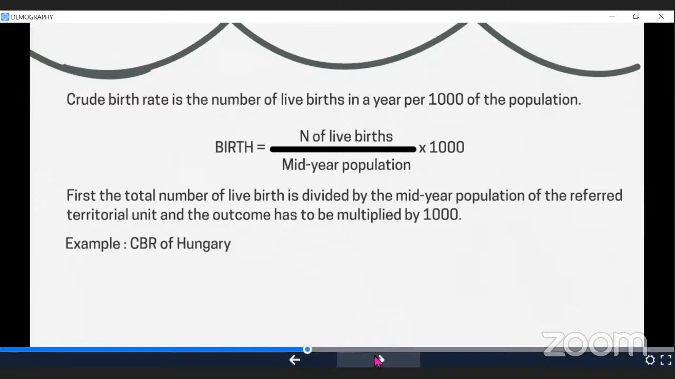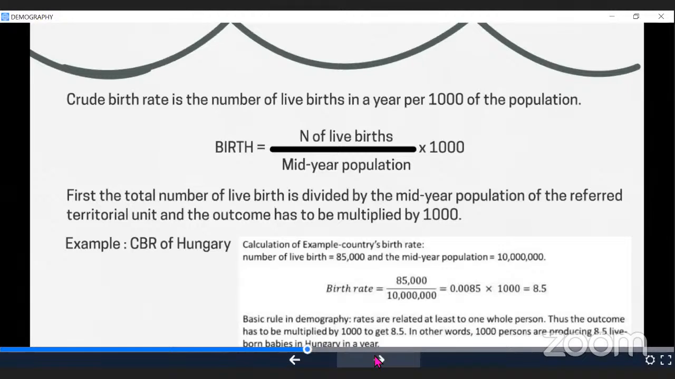So to get the crude birth rate, you get the number of live births over your mid-year population, and that is times 1,000, and that is your crude birth rate. Okay? So using Hungary as an example, number of births is 85,000, mid-year population is 10 million. You plug in the values and you will get 8.5.